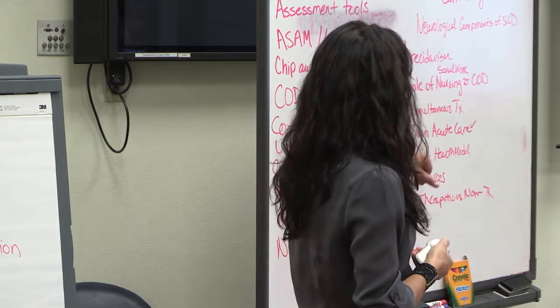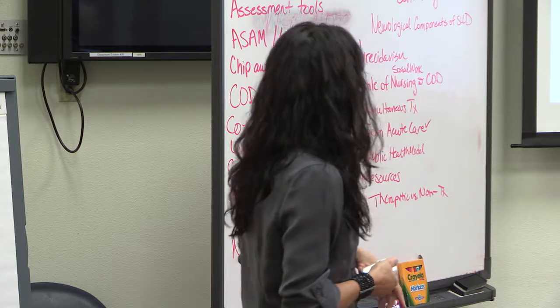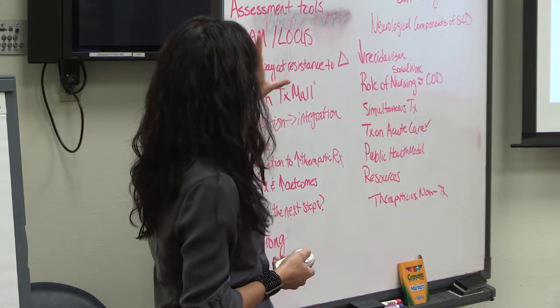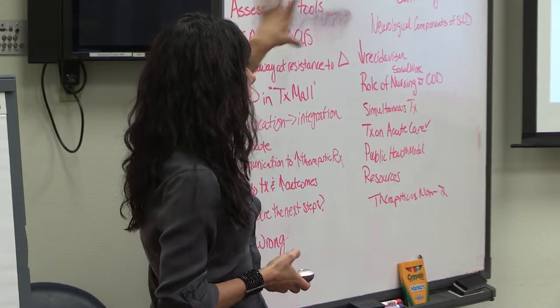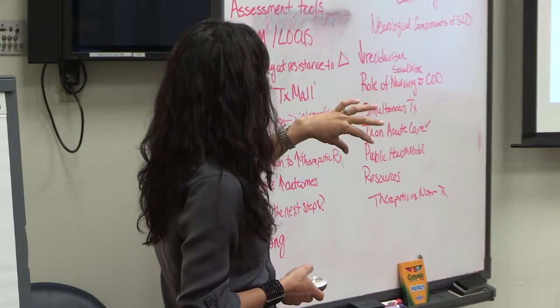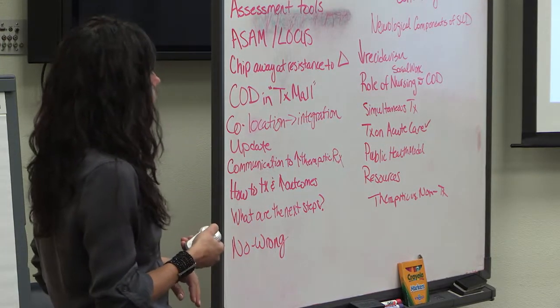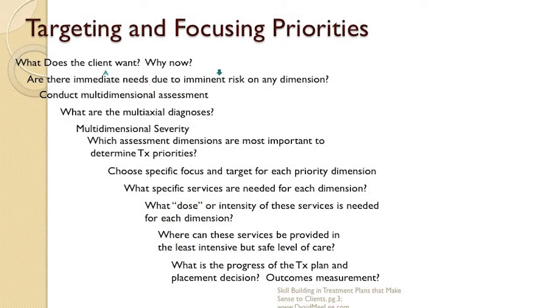So this is out of David Mee Lee's work. He's with the Change Company, down in Carson City. But this is a way that he has developed a scaffolding process to identify, target and focus priorities of treatment. So he starts off with the question that we've actually brought up several times now in the training, which is, what does the client want and why now? Are there immediate needs due to imminent risk on any dimension? Obviously, if there are, it trumps pretty much everything else.